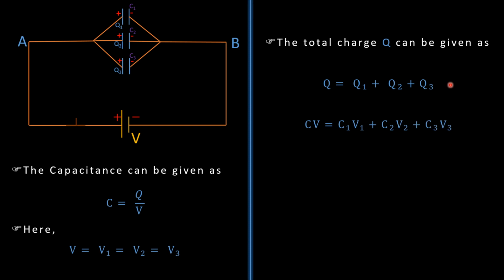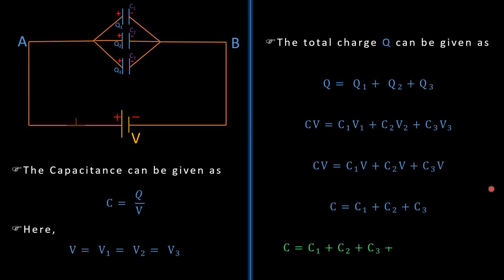But why are we writing V1, V2, V3? We don't need to write V1, V2, V3 as the potential across each capacitor is the same V. And then this equation becomes CV is equal to C1V plus C2V plus C3V, and then we get C is equal to C1 plus C2 plus C3. This is the equivalent capacitance in case of parallel combination of capacitors, and this is true even for n capacitors. So if you have n capacitors connected in parallel, the resultant capacitance may be given as C1 plus C2 plus C3 up to Cn.